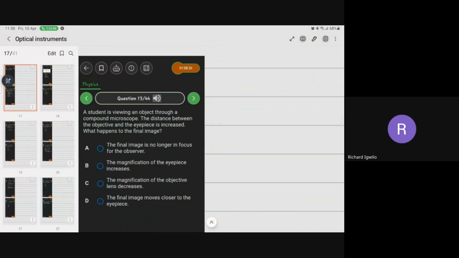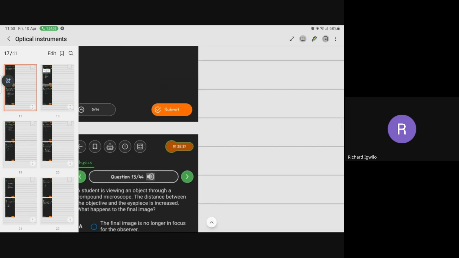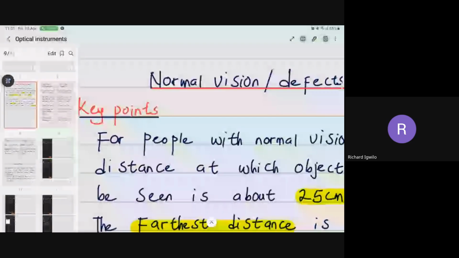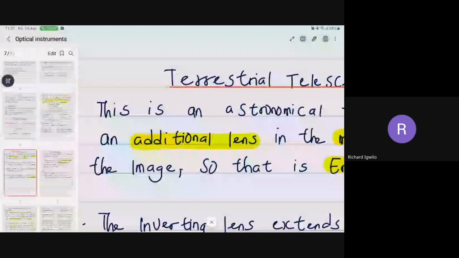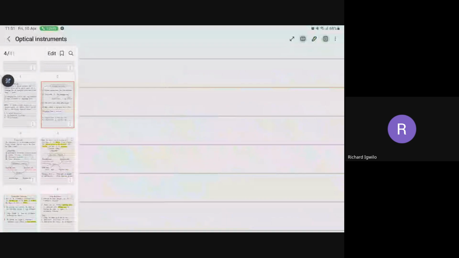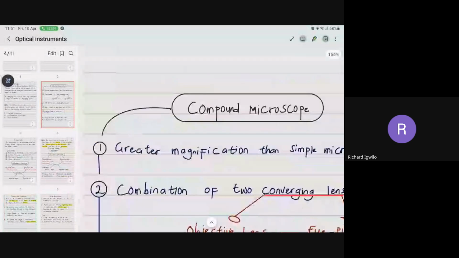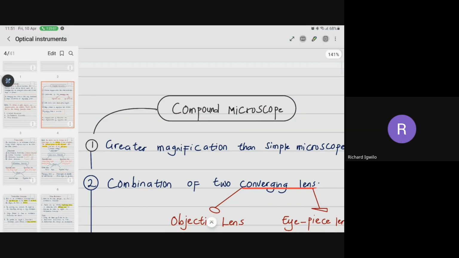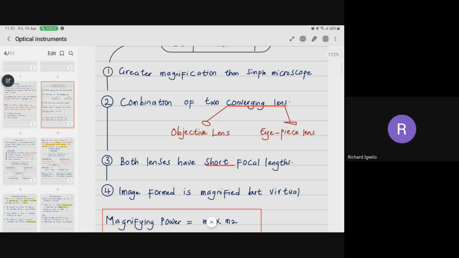All right. So they said the distance between the objective and eyepiece is increased. What happens to the final image? Remember that compound microscope. For a compound microscope, we established that both lenses have short focal lengths. So what will happen if you increase the focal length of the other one? It's going to affect the image that will be produced, right?